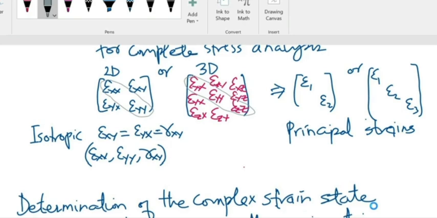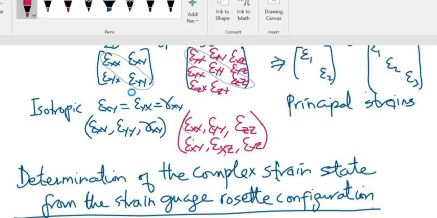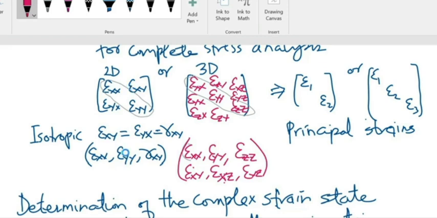So for the 3D, in this case, we are going to have 6 variables. In this case, we will have EXX, EYY, and EZZ, the normal strains. And then you can have also the other 3 shear strains, which are EXY, EXZ, and EYZ. So for 3D, you will end up from 9 to 6 if the material is isotropic, while for 2D, you'll end up from 4 to 3 if the material is isotropic.